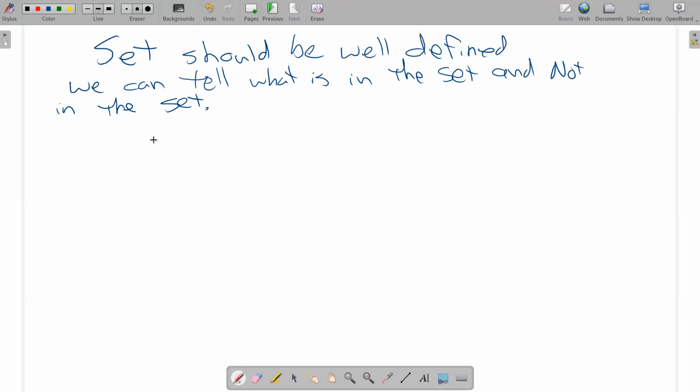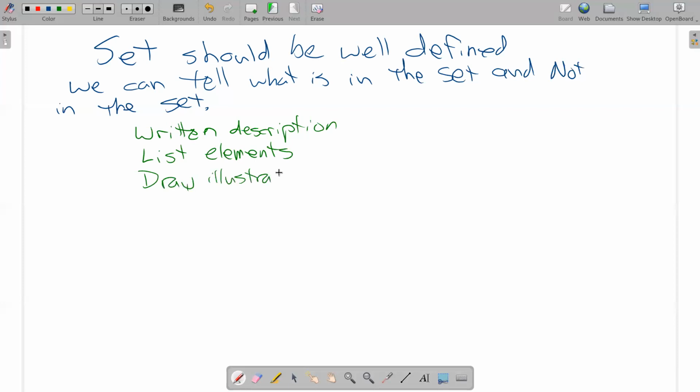Often, to keep track of that, we'll do a couple of different things. We should be able to write a written description of the set. We should be able to list the elements of a set. And sometimes it's nice to draw a picture of the set. With the illustration, what we often do is draw what's called a Venn diagram.